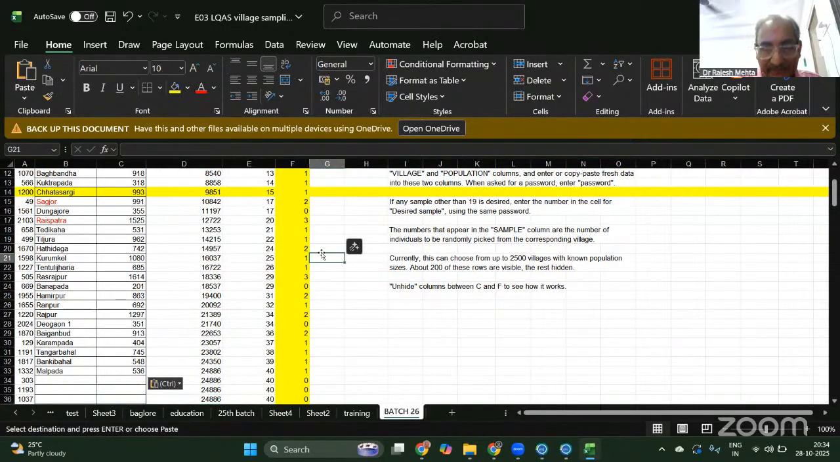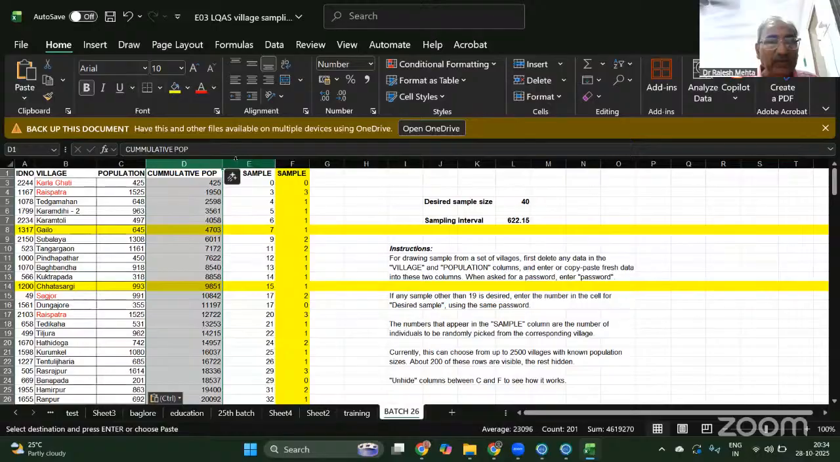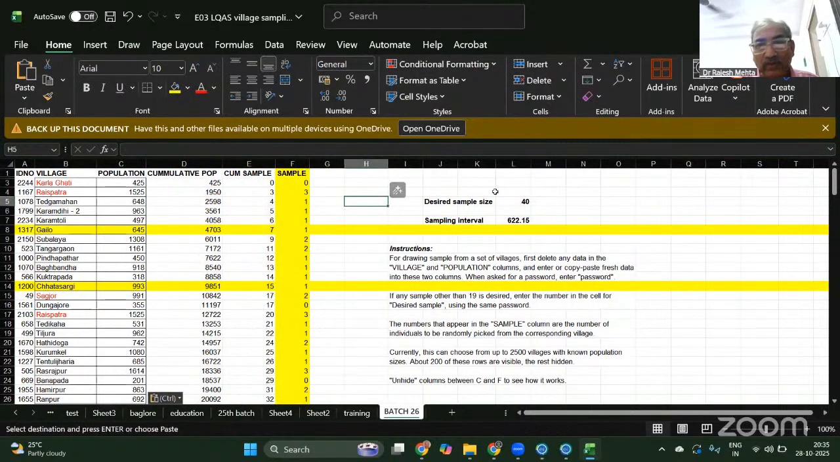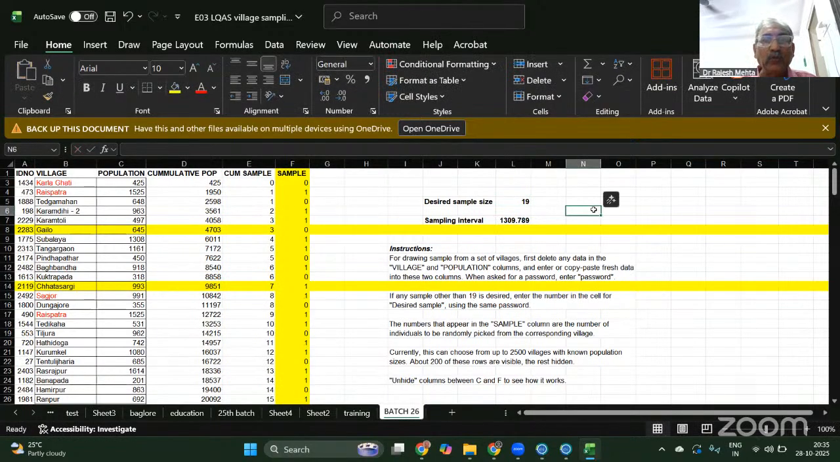Now once you have this thing with you, what next? When you have cumulative population, use a cumulative sample, this is a sample, right? Now, you need to write down the desired sample size over here. You need not touch anything else. Suppose you want to have a desired sample size of 19, then you have got everything. This is the first sample, this is another sample, this is another sample.